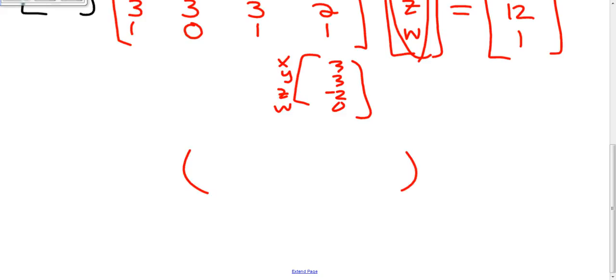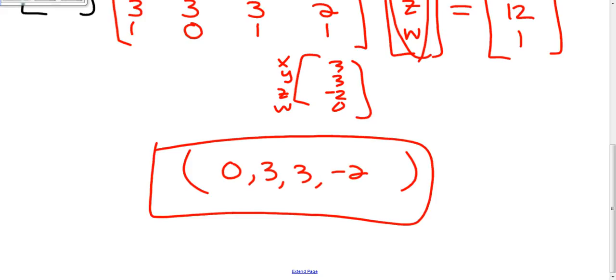When you give me your answer, it should be in a coordinate, and it should go in alphabetical order. Alphabetical order means the W should go first. So W is 0, then W, X, Y, Z. If you want to label them, you certainly can so that you're not confused. But that's how it should work.